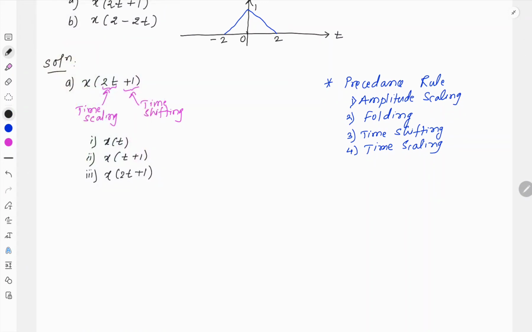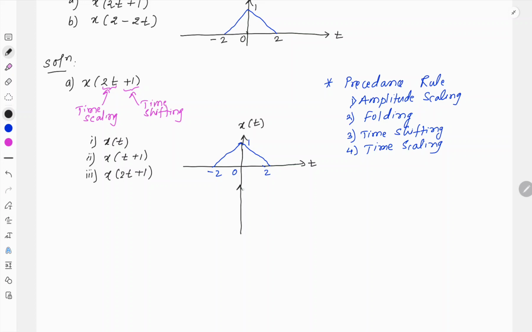Always remember again, you have to draw all the signals one below the other. So first we are going to draw the x of t signal. This signal has amplitude 1 and the coordinates as -2 and +2. This is our given x of t signal.